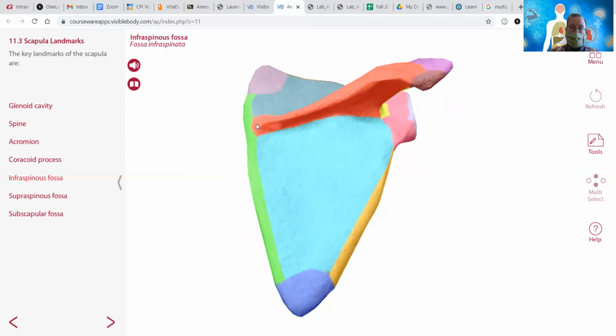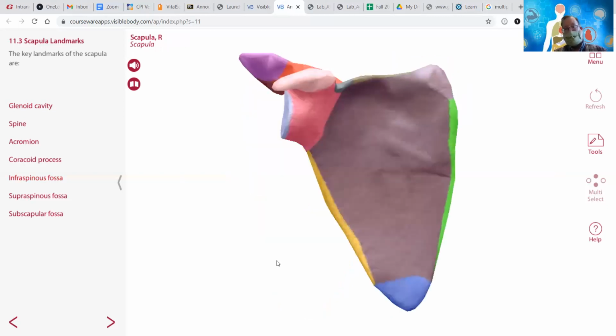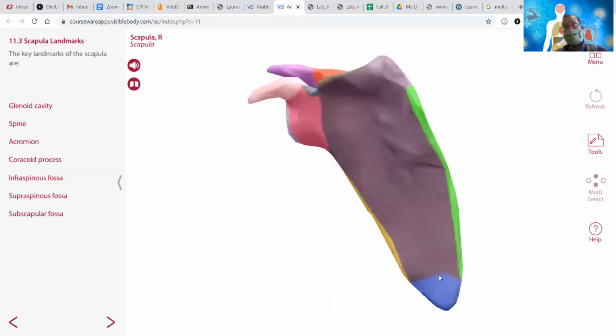All right, and then these two little points, they're just the angles, they call them. They would call this the superior angle and the inferior angle of the scap. And then finally, we have the underside of the scapula. This is the portion of the scapula that would be right up against your rib cage. They call that the subscapular, underneath the scapula.